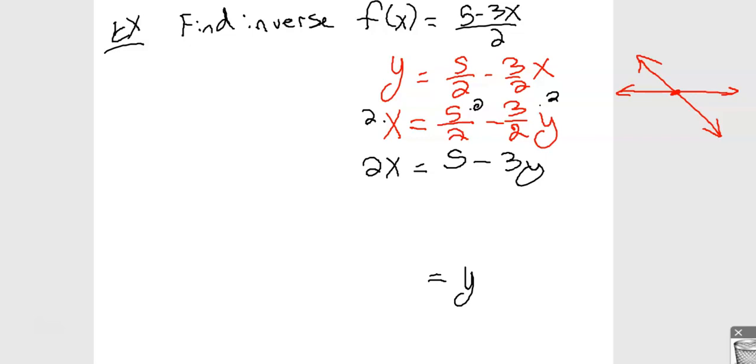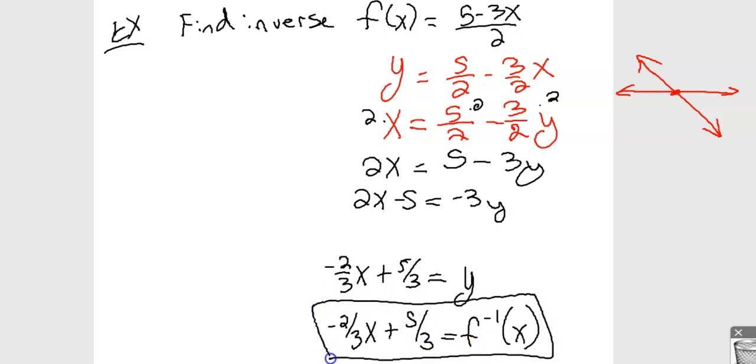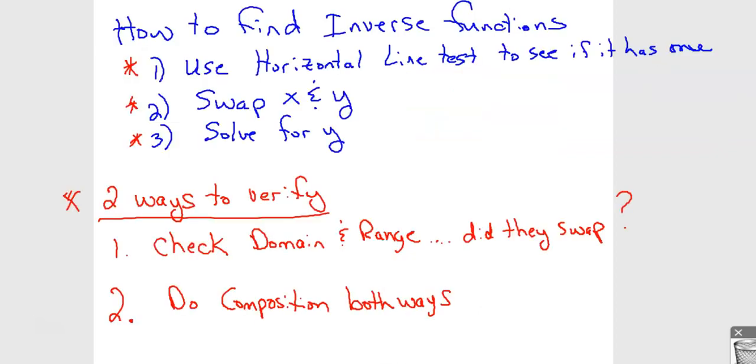All right, and then we're going to solve for y. So we're going to minus 5 from both sides, and then divide by a negative 3. So I'm going to divide everything by a negative 3, so that's y equals negative 2/3 x plus 5/3. And then all we're going to do is swap this, because that's the inverse function. So this right here is the inverse function. Okay, so we're going to swap the x and y's, solve for y. If you notice the steps, that's what we're doing: swap x and y, and then solve for y. So we found the inverse function.